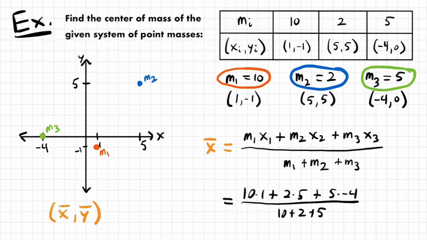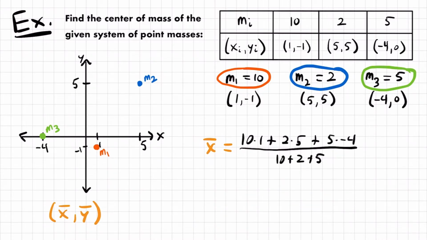All right, and so if I clean up my work, we can simplify, and so this will be equal to 10 times 1, which is equal to 10, plus 2 times 5, which is also equal to 10, so we have plus 10, and then we're going to be adding 5 times negative 4, which is equal to negative 20. So we will subtract 20. And then we will divide by the denominator of 10 plus 2 plus 5, which will be 17.